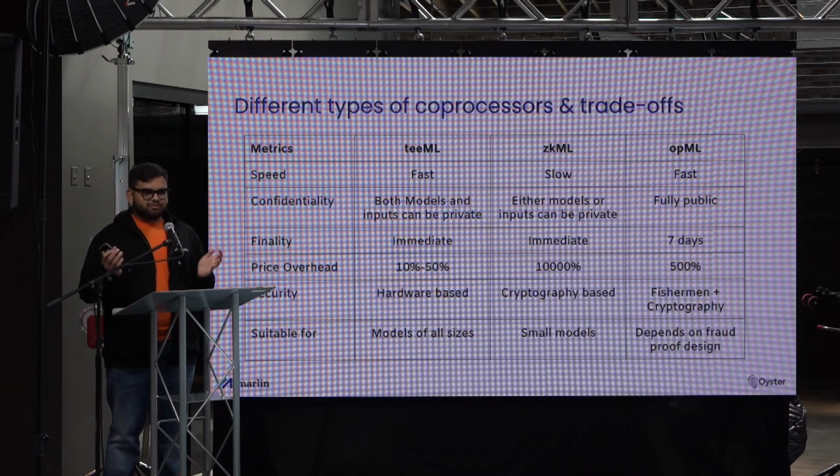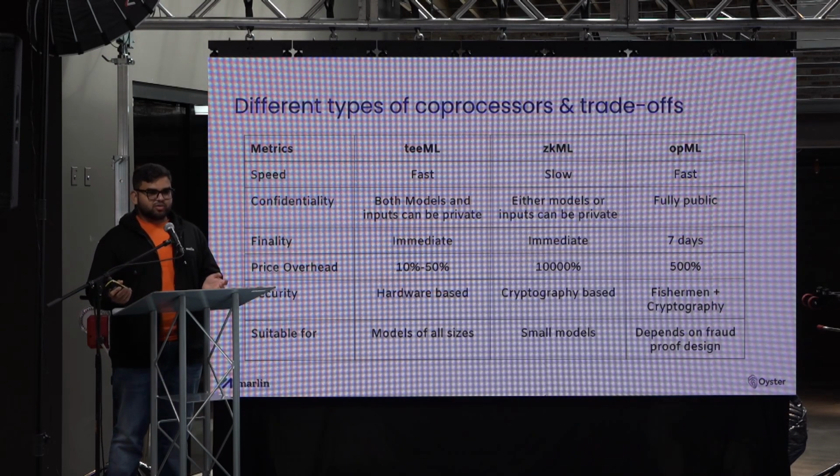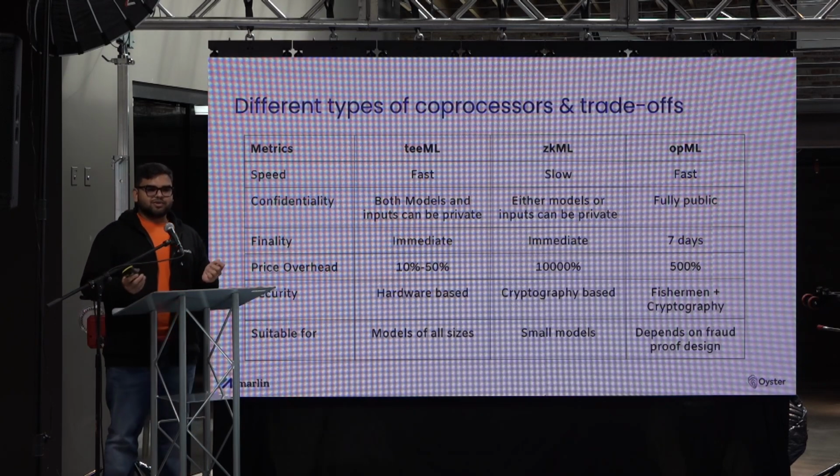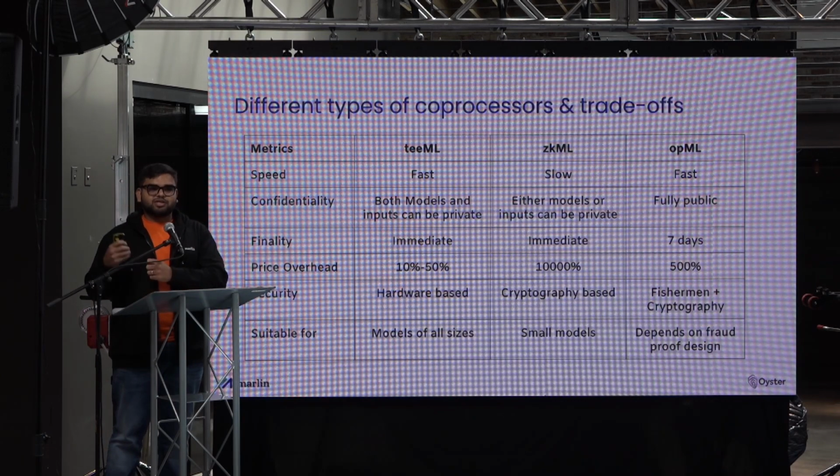It's anywhere between 10 to 50% higher compared to your traditional compute. Versus on the OPML side, it's about 500%. And on the zkML it is 10,000%, just because of the kind of compute that is required, the cryptographic security that is required. It's super expensive. And on the OPML side, it's expensive because there is a whole fisherman concept. Someone needs to check and verify whether whatever is submitted on-chain is true or not, right?